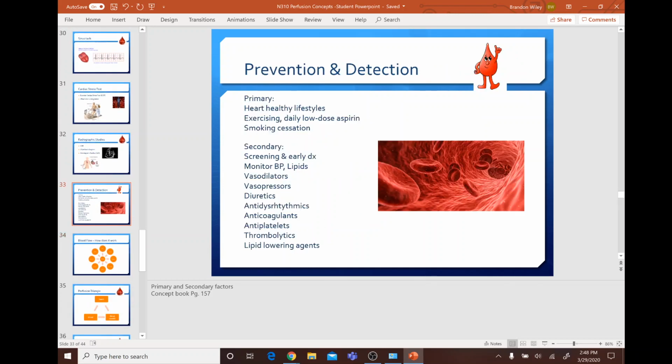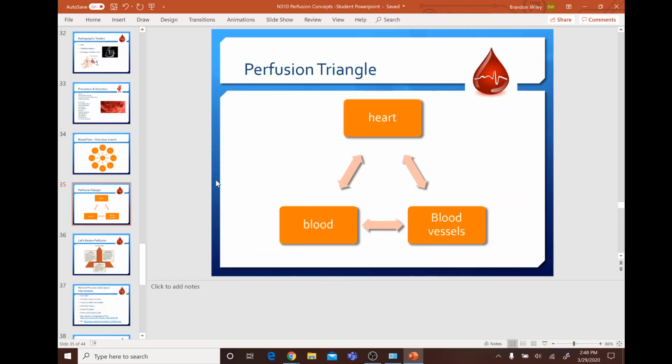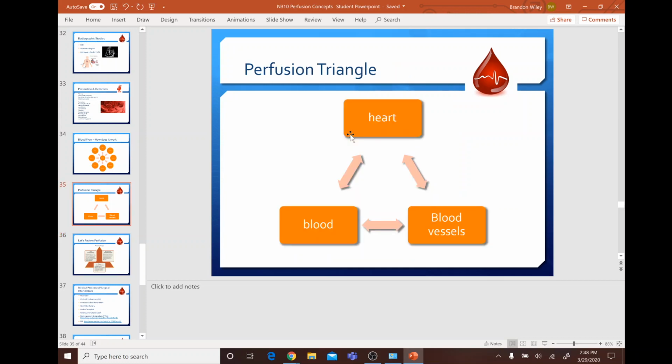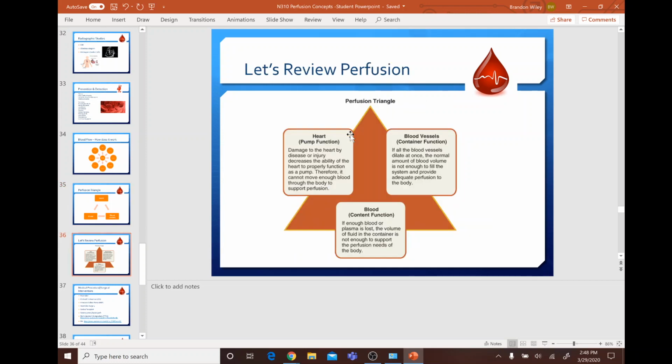So there are some primary prevention and detection ways for this. With primary prevention, you can do heart healthy lifestyles, exercise, daily low dose aspirin, and stop smoking. Then we know there's secondary as well. Those are very important. So there's a perfusion triangle. The three things that make up perfusion: you have to have a heart, you have to have blood, and you have to have blood vessels.